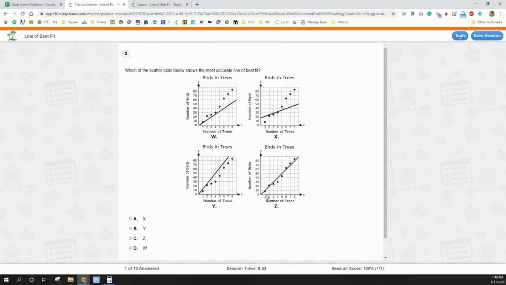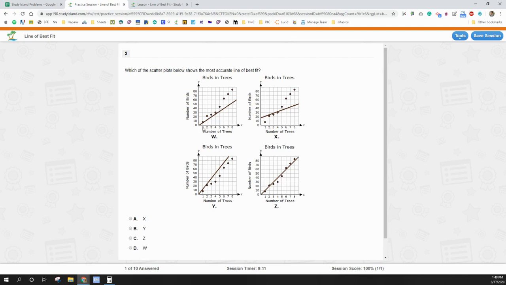Next, which of the scatter plots below shows the most accurate line of best fit? So what we're looking for here is a line that models the data in the best way, or a line that we could use to predict where other points would go. Let's take a look at each of these lines of best fit.